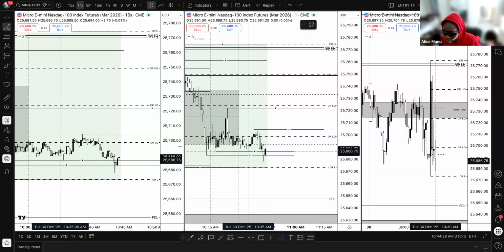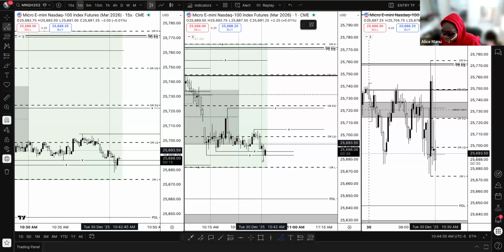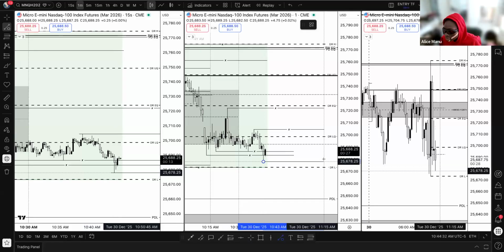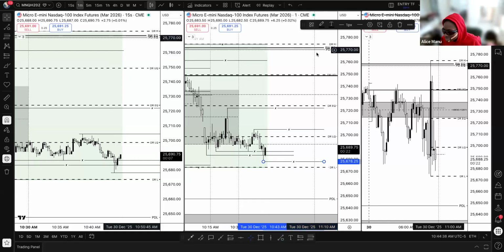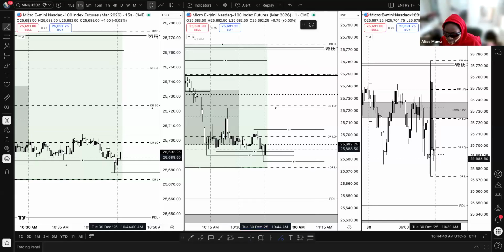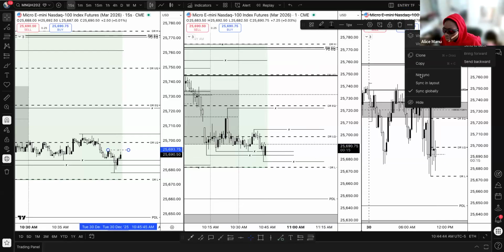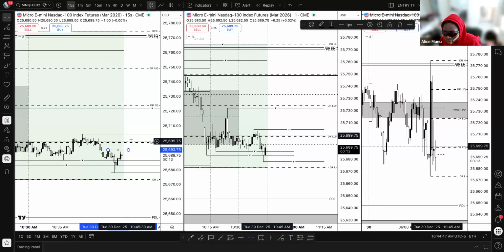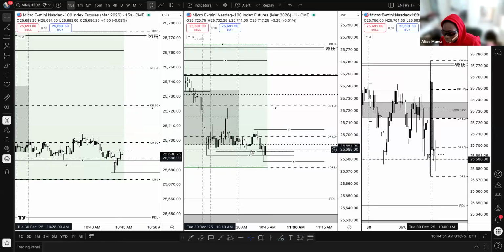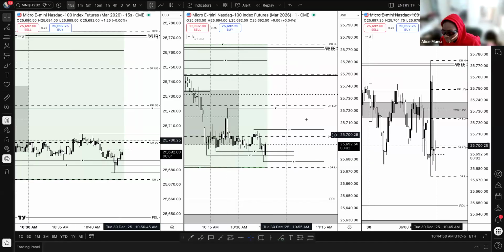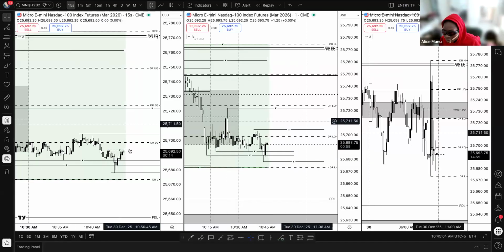This is the low here. So market structure shift. Nah, that's not what I'm looking for. Just taking this out on low. This is the low we really want. I'd be interested here.